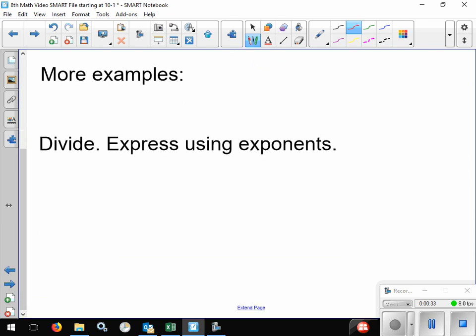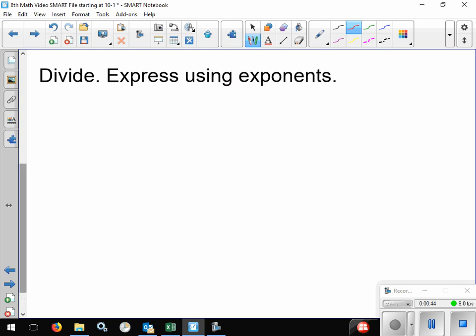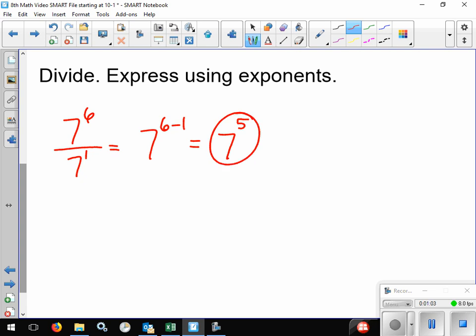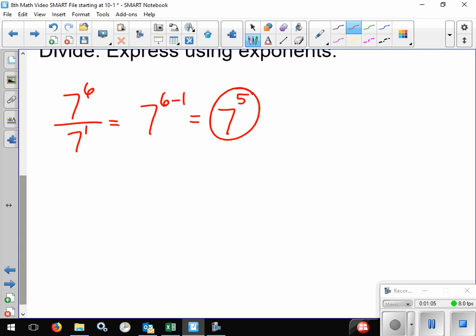We're going to divide these monomials and then leave them expressed using exponents. So leave them in their exponential form. Okay, so let's just try one or two just to get us going, nice and easy. So 7 to the 6th power divided by 7 to the 1st power. Again, you just do 7 to the 6th minus 1, and we're going to get 7 to the 5th power. You're just subtracting your exponents.